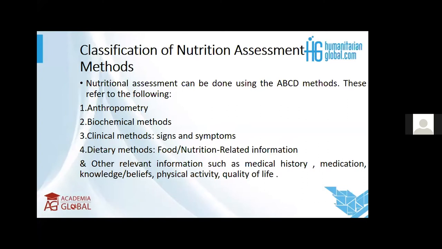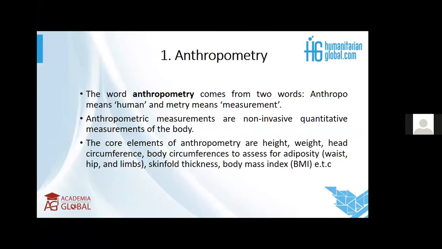Remember, we usually call them ABCD methods so that we do not forget. So we start with anthropometry, which is a method of data collection in nutrition assessment. Anthropometry is a word that has its origin from the Greek language. Anthropos means human, metric means measurement. So anthropometry, in the simplest terms, means human body measurements.